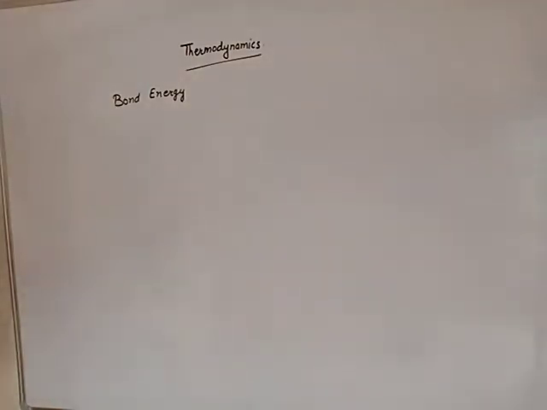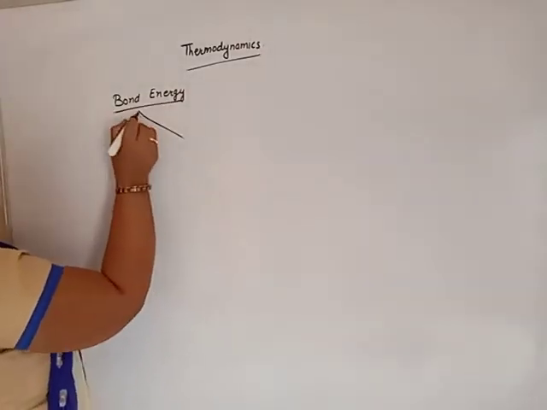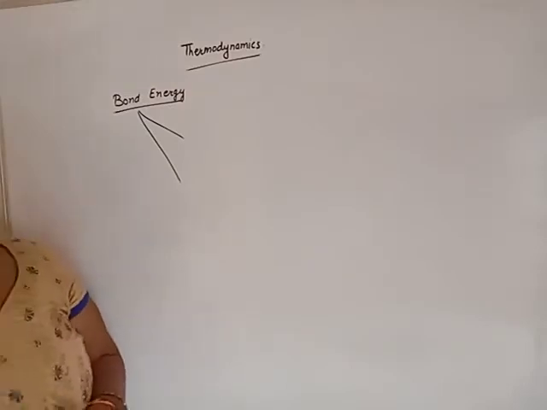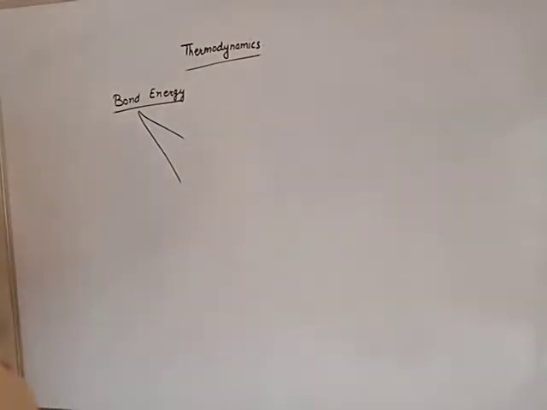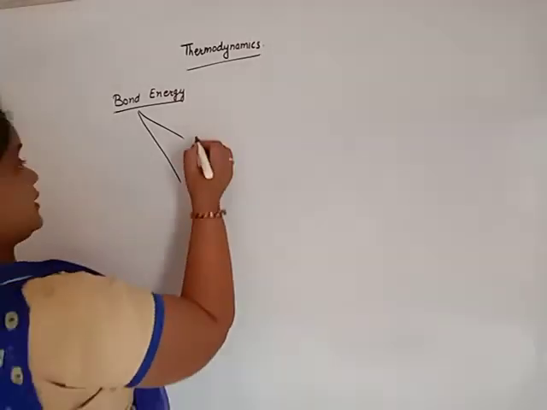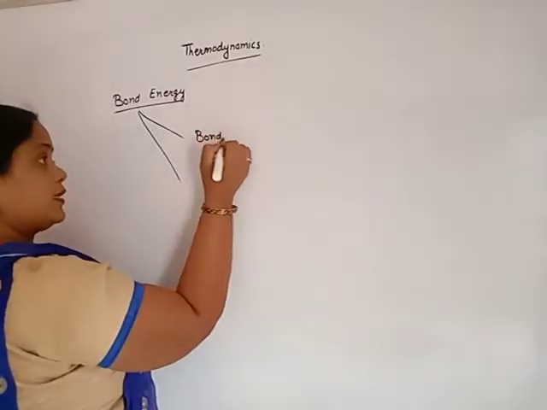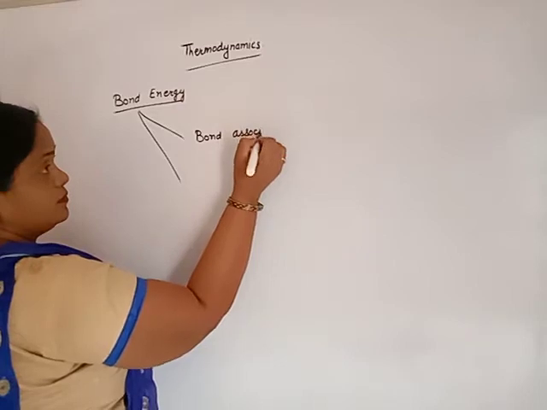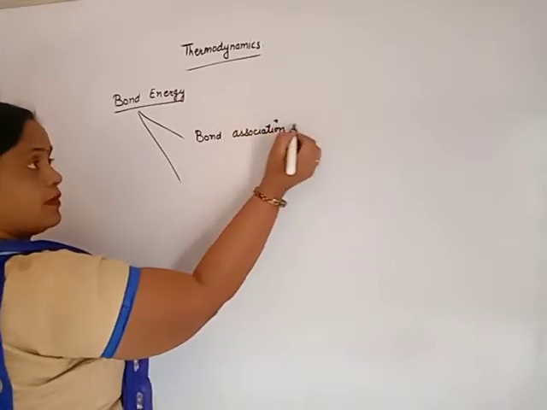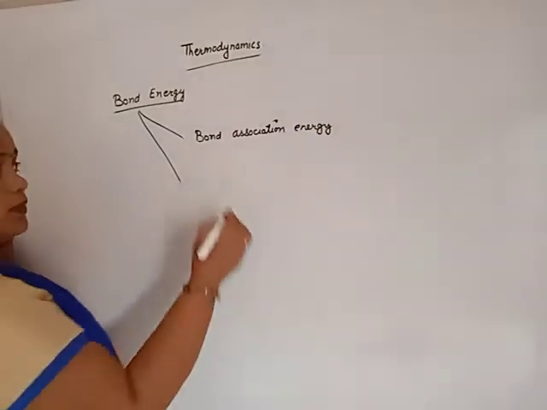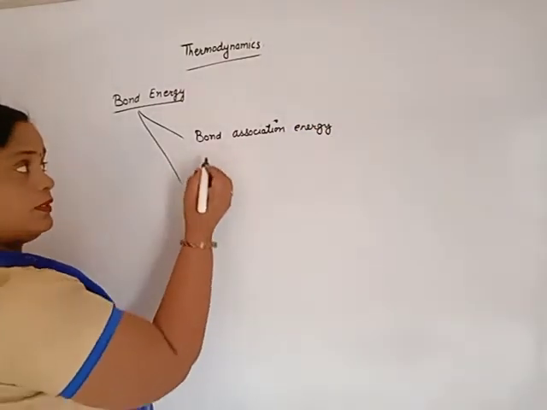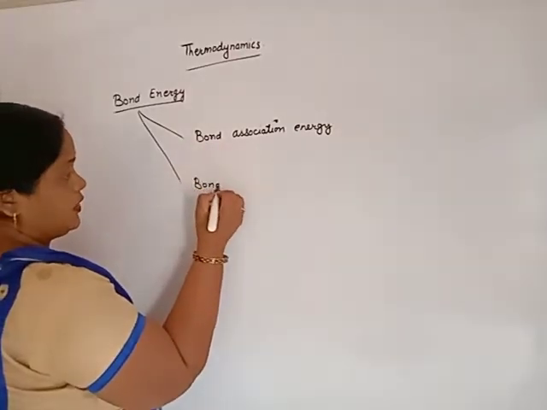Today, what is bond energy? Beta, bond energy is divided into two categories: the energy change during the formation of a bond or during the breakdown of a bond. The energy change during bond formation is known as bond association energy. And during the dissociation of a bond, to break one mole of bond, that is known as bond dissociation energy.